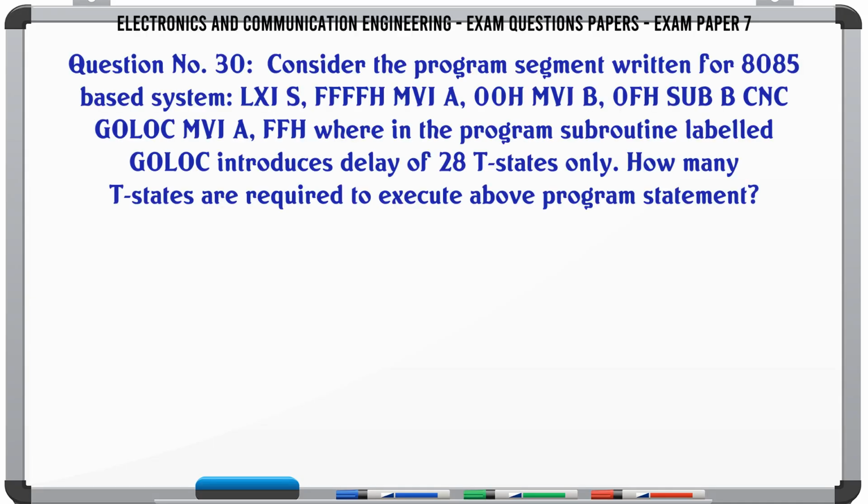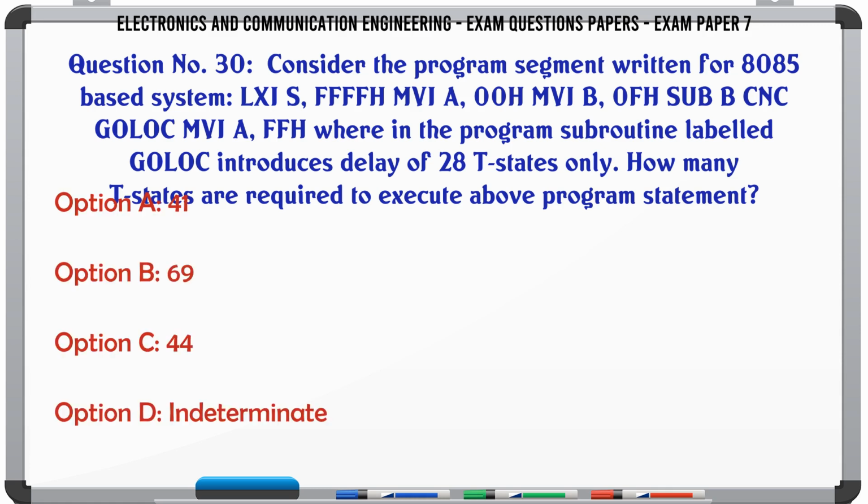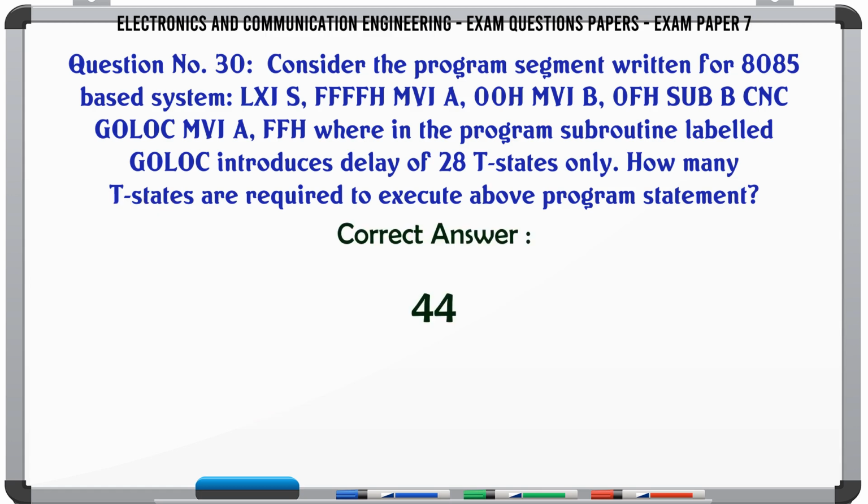Consider the program segment written for an 8085 based system: LXI SP FFFFH, MVI A 00H, MVI B 0FH, SUB B, CNC GOLOK, MVI A FFH, wherein the subroutine labeled GOLOK introduces a delay of 28 T states only. How many T states are required to execute the above program statements? A, 41; B, 69; C, 44; D, indeterminate. The correct answer is 44.